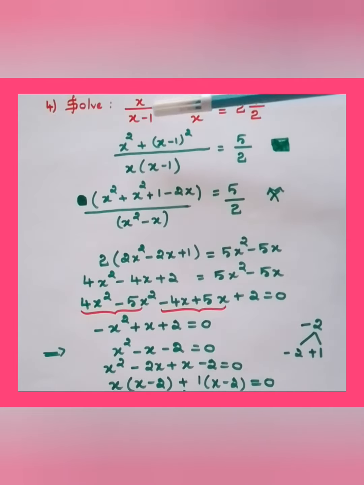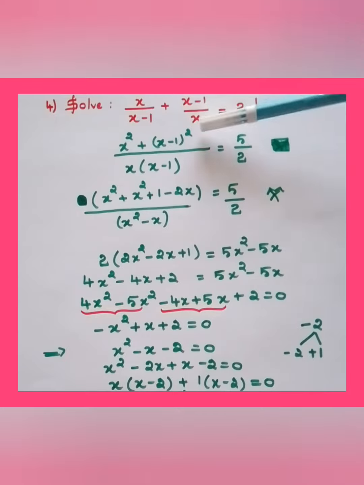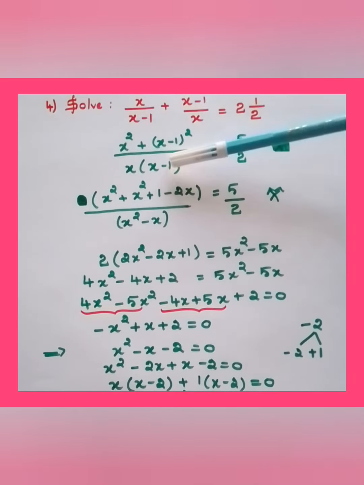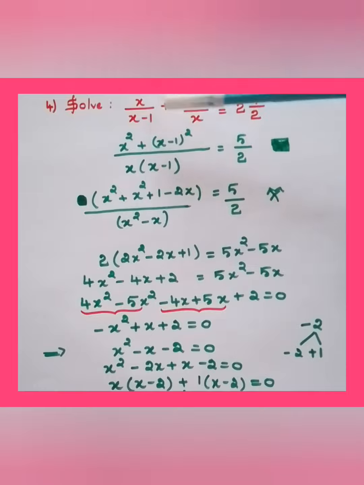Solve x divided by x minus 1 plus x minus 1 by x is equal to 2 1 by 2, mixed fraction. So you can take the LCM of x minus 1 and x, you get x into x minus 1 as the denominator. So in the numerator, you can multiply x into x is x square, plus you can multiply x minus 1 into x minus 1, whole square. 2 2s are 4, 4 plus 1 is 5, 5 divided by 2.